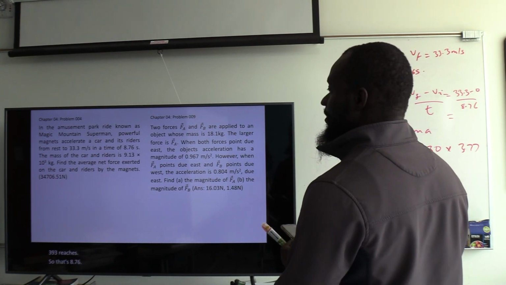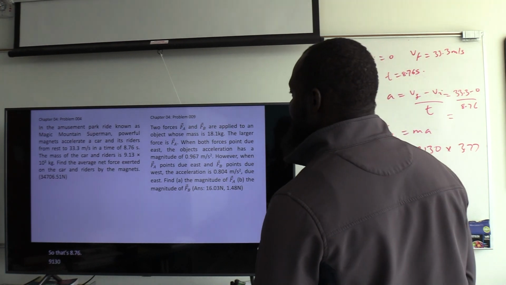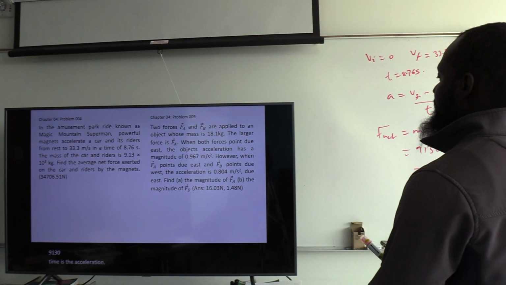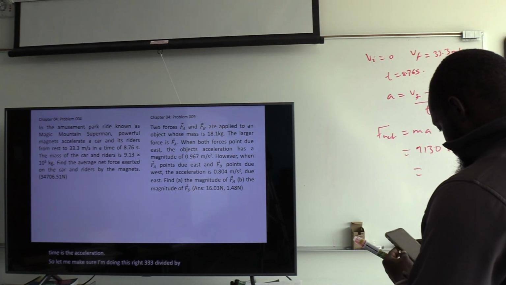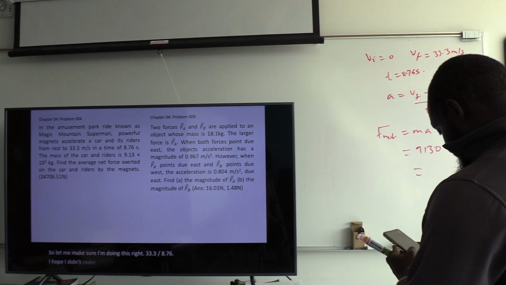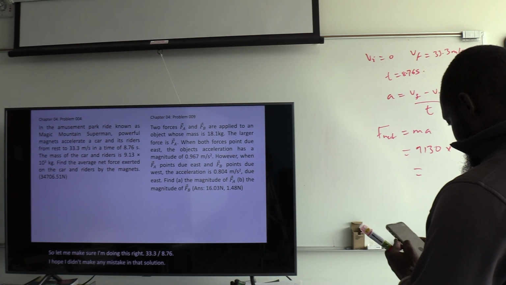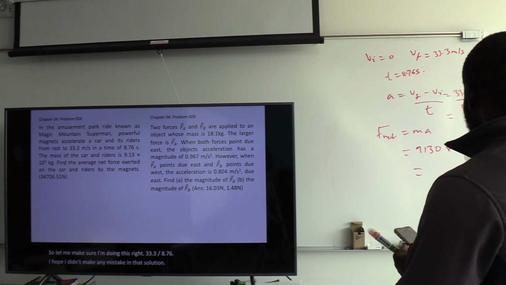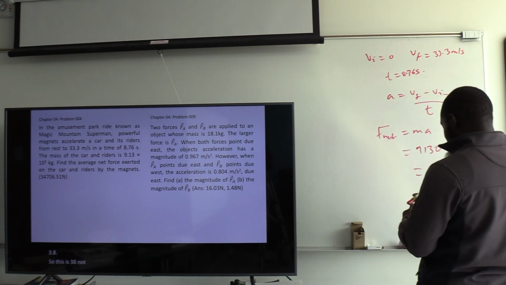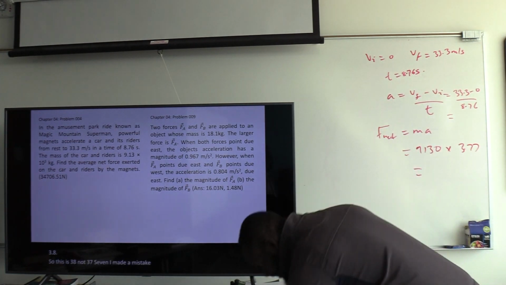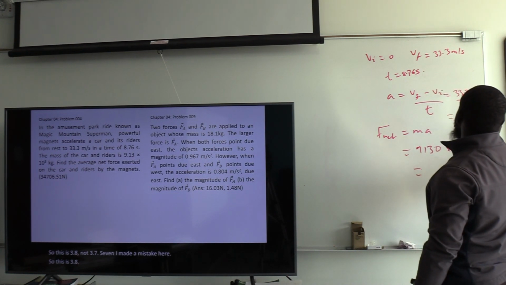Okay. 9130 times the acceleration. Yeah. So let me make sure I'm doing this right. 33.3 divided by 8.76. I hope I didn't make any mistake in that solution. 3.8. So this is 3.8, not 3.77. I made a mistake here. So this is 3.8 meters per second squared for the acceleration.